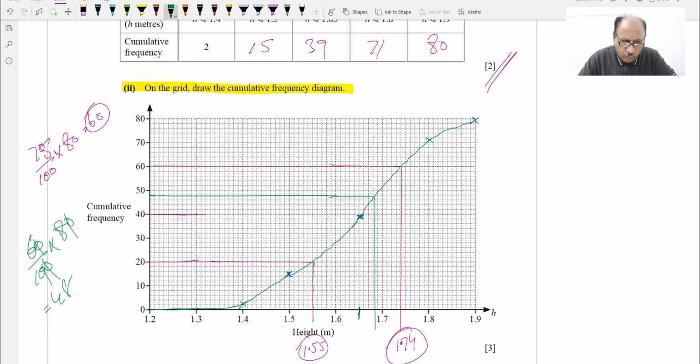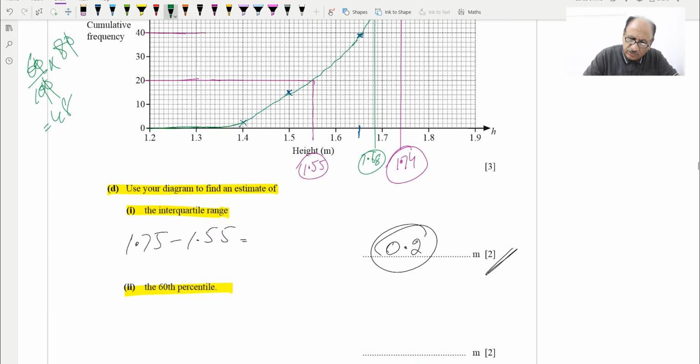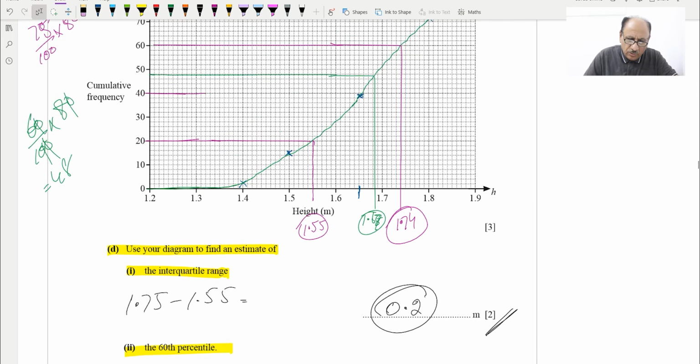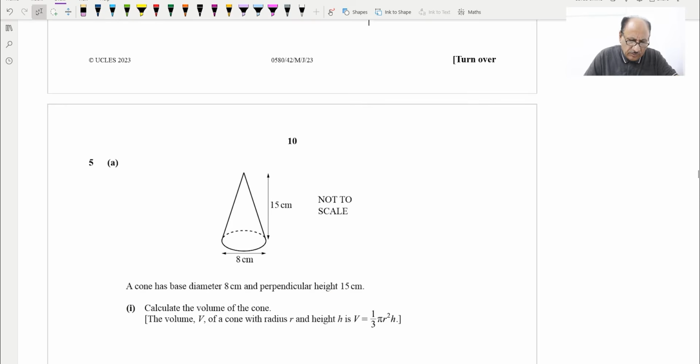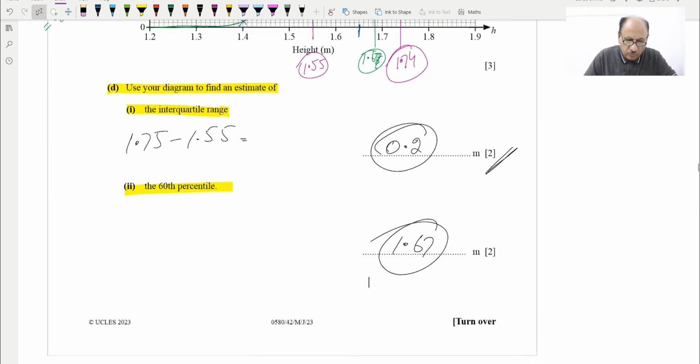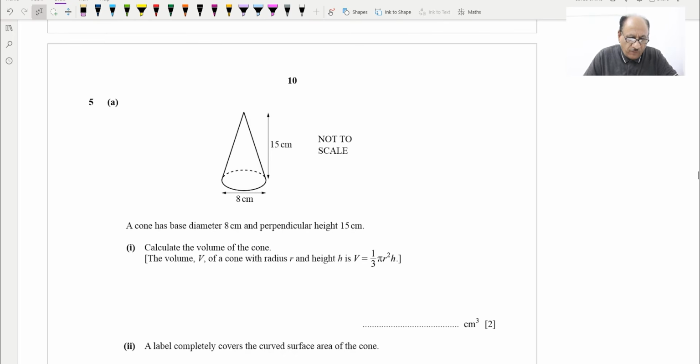This will be 1.67. So our answer will be 1.67. This is a 2-mark question. The reference we have shown on the drawing, and that's all. This question is done. Now we can go to the next question, which is 5.